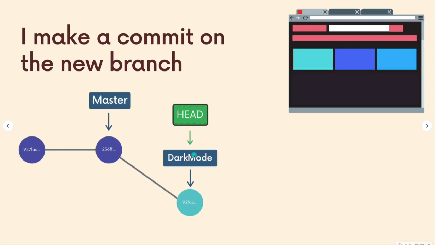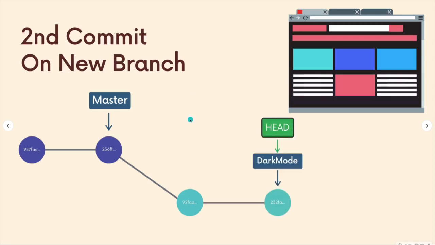So if I do new work, I'm on dark mode. That's the branch I currently am on. So that new commit is on dark mode. This dark mode pointer updates to this commit instead of that one. And then I can switch back at any point. I could go back to master.